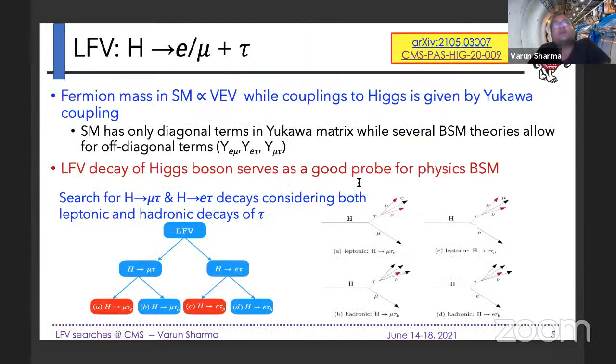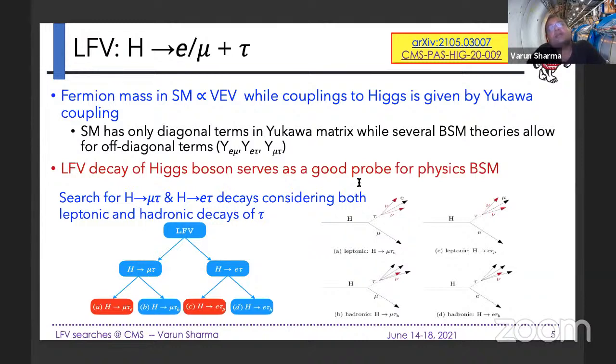We know that fermion masses in the Standard Model are proportional to the vacuum expectation value of the Higgs, and they couple to the Higgs by Yukawa couplings. In the Standard Model, we just have the diagonal terms, and the non-diagonal terms are set to 0. But there is no reason why we cannot have the off-diagonal terms. So there are different beyond Standard Model theories that allow for off-diagonal terms.